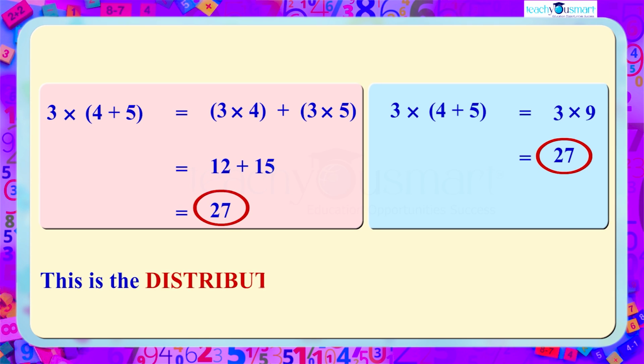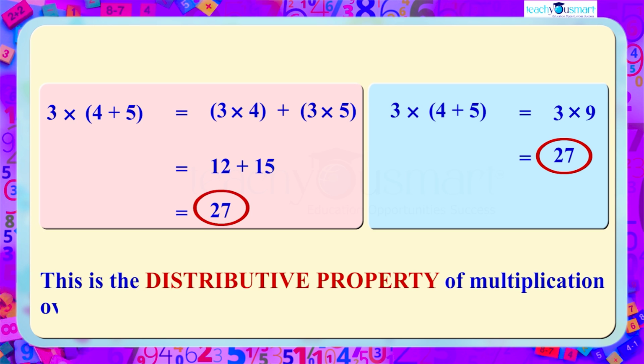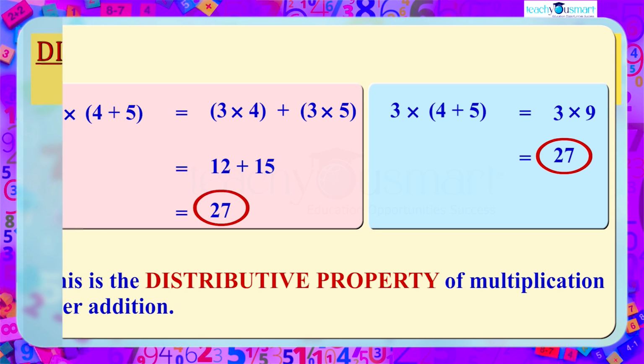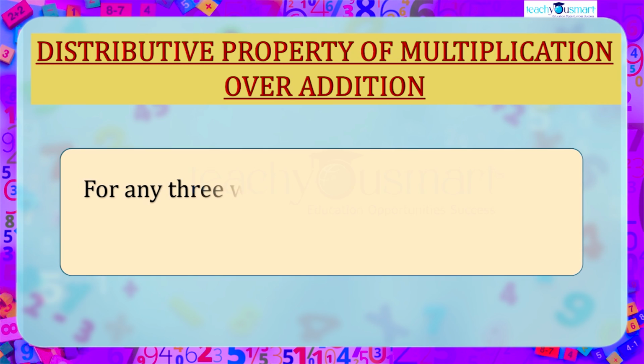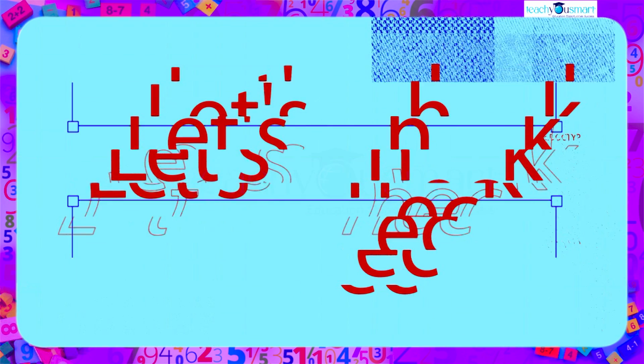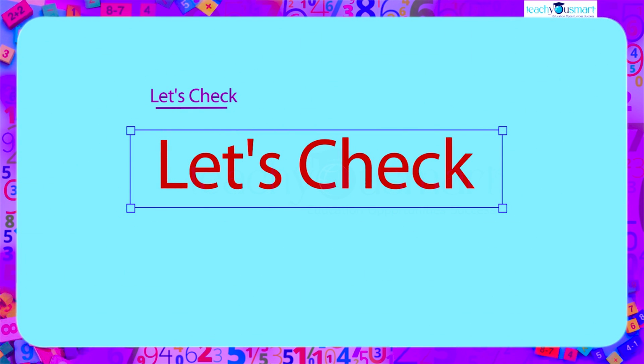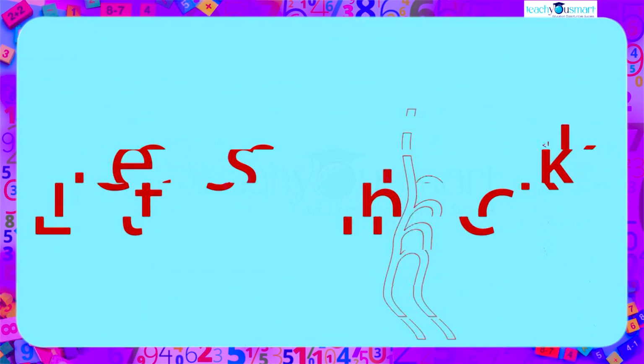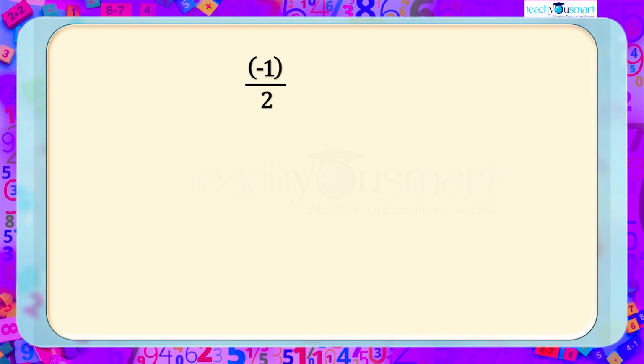This is the distributive property of multiplication over addition. That is, for any three whole numbers A, B, and C, A multiplied by (B plus C) equals A multiplied by B plus A multiplied by C. Let's check whether it is applicable for rational numbers. Take three rational numbers, minus 1 by 2, 3 by 5, and 1 by 7.